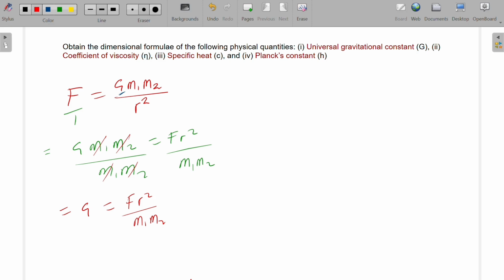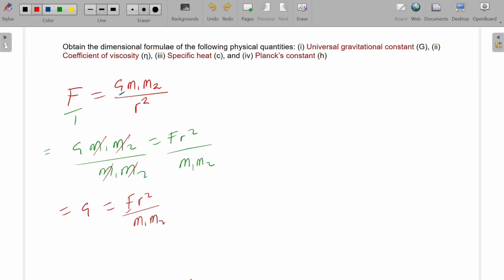Now that we have made G the subject of the formula, it will be easy for us to find its dimensions. So the first step again we need to take here is look for dimensions for each of the physical quantities that we have here. We have force, we have R, which is radius, and we have the masses. So let's look at the dimensions for each of those.